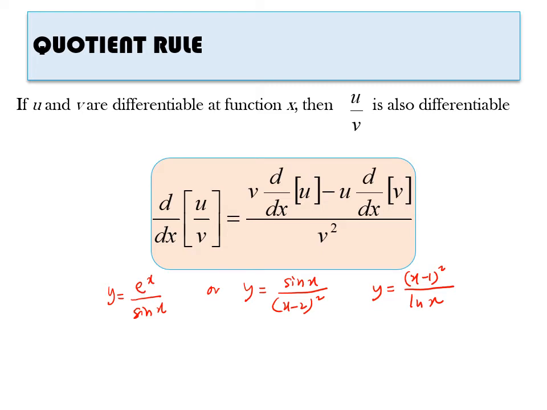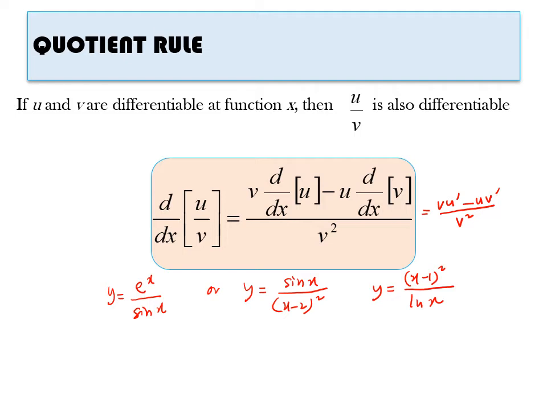So we'll use this quotient rule. Another way of writing it is vu prime minus uv prime, divided by v squared. Oh, sorry. So it should be vu prime minus uv prime. Yeah, it's right? Divided by v squared. Okay. So you need to memorize this formula for the quotient rule.